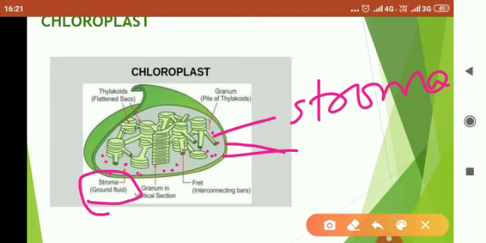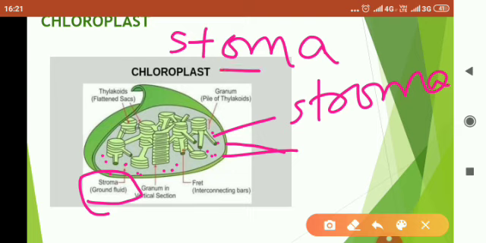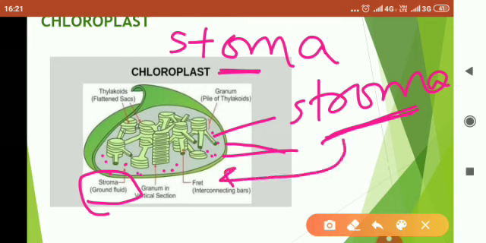And children, don't get confused with one more term, that is stoma. Stoma का मतलब है stomata and stroma is entirely different. Stroma is present in chloroplast. ये board point of view से भी बहुत important है. Sometimes it is asked differentiate between stoma and stroma. So you should be aware that stoma is a stomata and stroma is the ground substance present in the chloroplast.